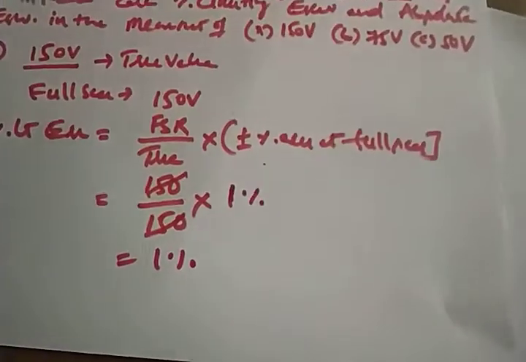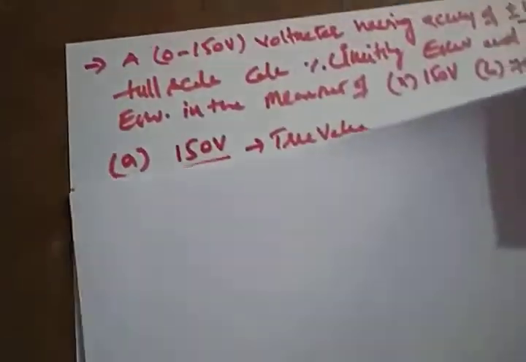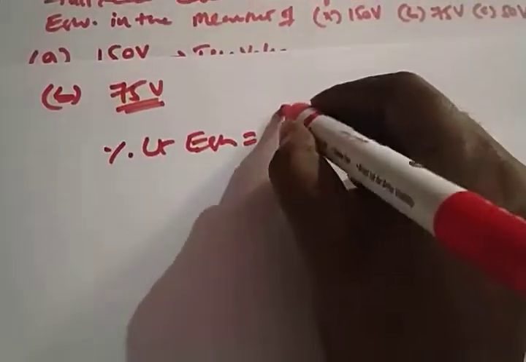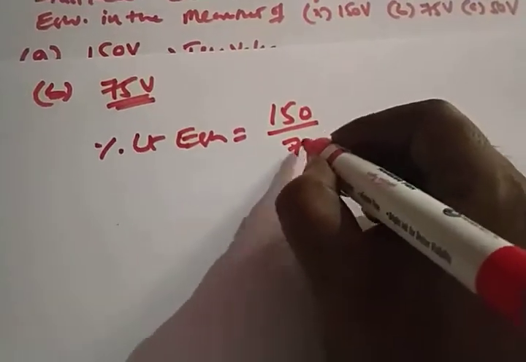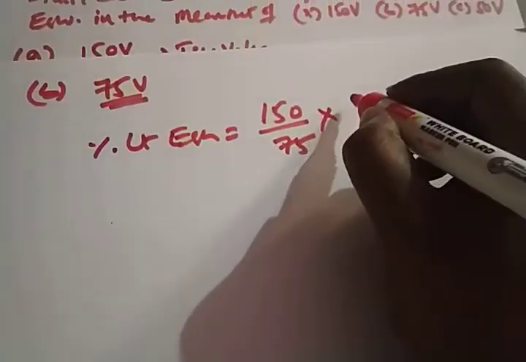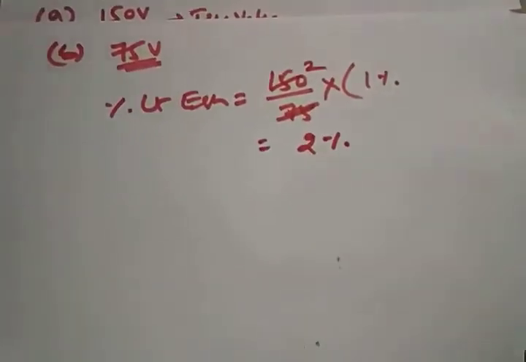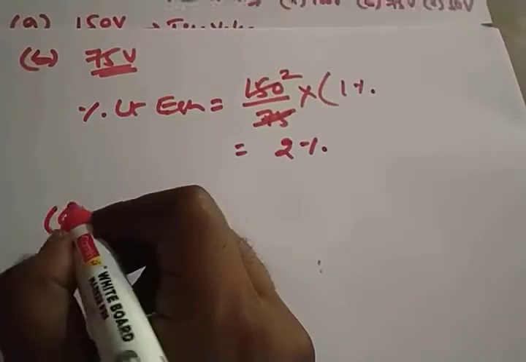Now we'll go for 75 volts. For 75 volts, what is the percentage limiting error? Full scale is 150. The true value is 75, into what is the plus or minus accuracy at full scale? 1%. So what is that value? 2%.